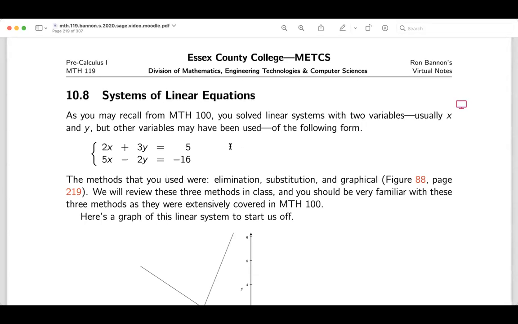We're in section 10.8. This is the system of linear equations. Very similar to what you did in Math 100. It's the foundation of what you need to know.